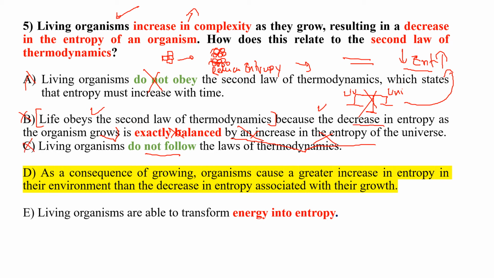And here they give us a very good answer in D: as the organism grows, as I show here, they cause a greater increase in the entropy of their environment than the decrease of entropy associated with the organism, and this is correct. So what they are saying is, yes, organisms, when they grow, there is growth here, so you have many more cells and they are very organized.